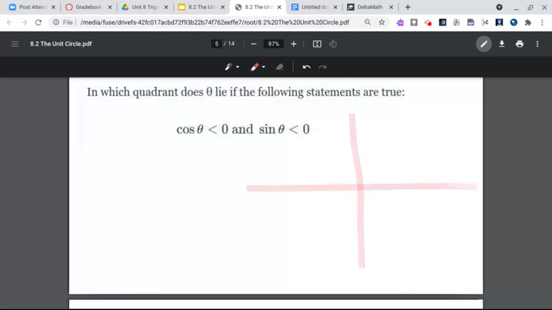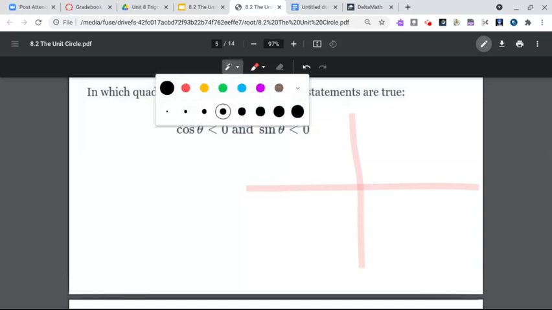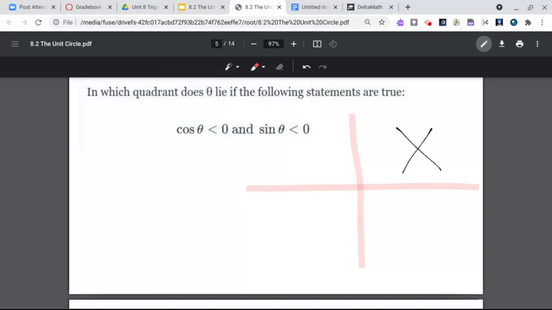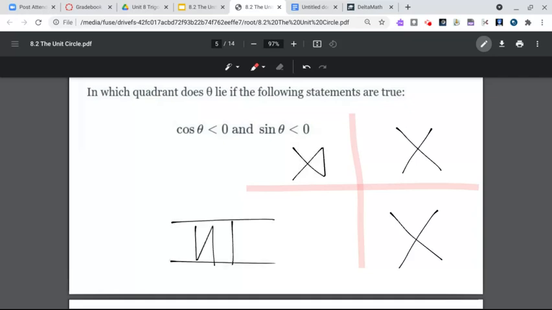Okay, so we create a coordinate plane. If I know cosine is less than 0, it cannot be quadrant 1 because everything's positive there. And it cannot be in quadrant 4 because cosine's positive there. And if I know that sine is negative, sine is less than 0, it can't be here. So it's got to be in quadrant 3. Quadrant 3 is our answer.